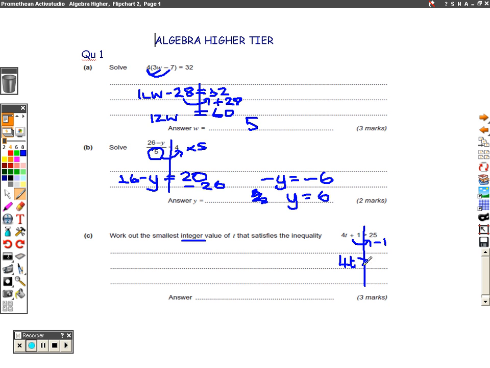T, bring your 4 across, becomes divide. 24 divided by 4 gives you 6. So if we want the smallest integer value that t could be, and it has to be greater than 6, t could be 7.